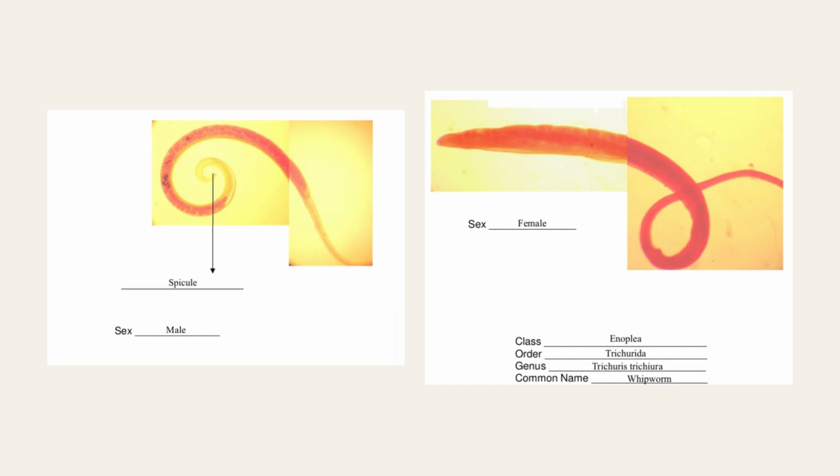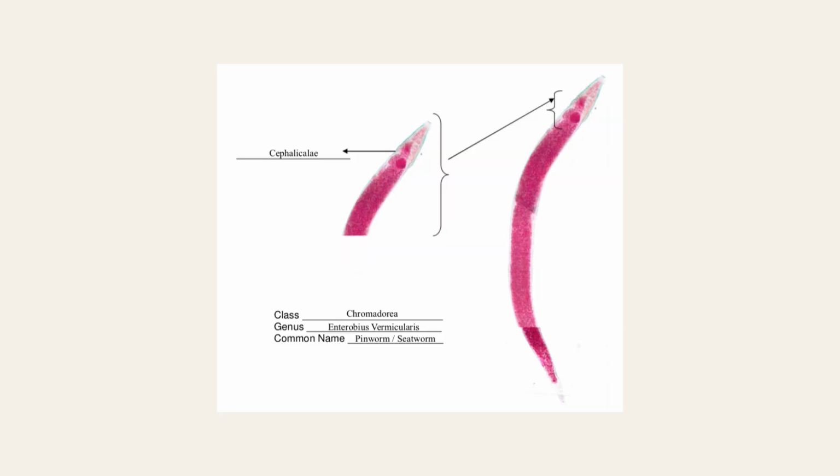Lastly, we have Enterobius vermicularis from the class Chromadorea and from the genus Enterobius. Its common name is pinworm or seatworm. Adults are easily characterized by the existence of cuticular expansions called cephalic alae at the anterior end of the body, which we can observe in this picture.